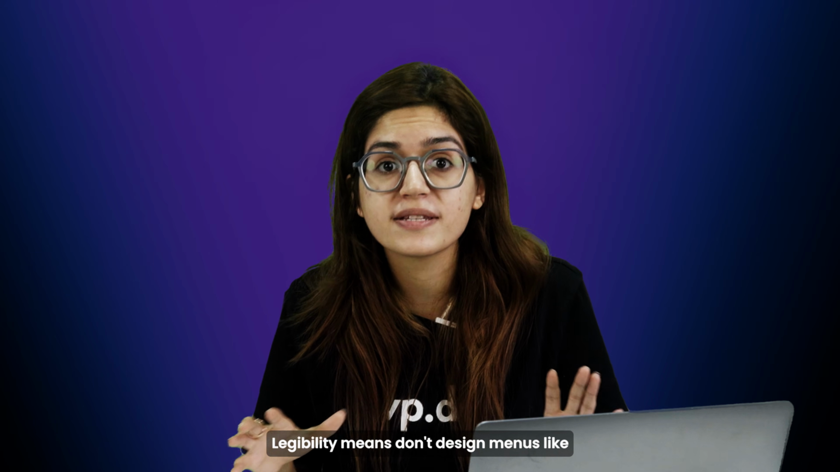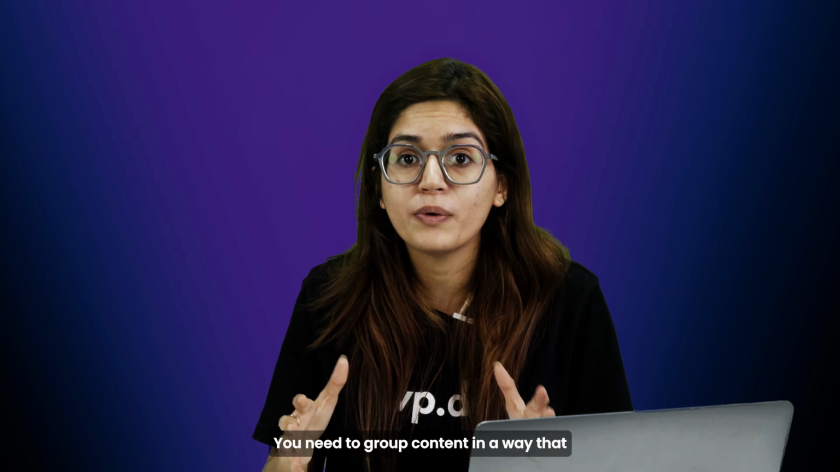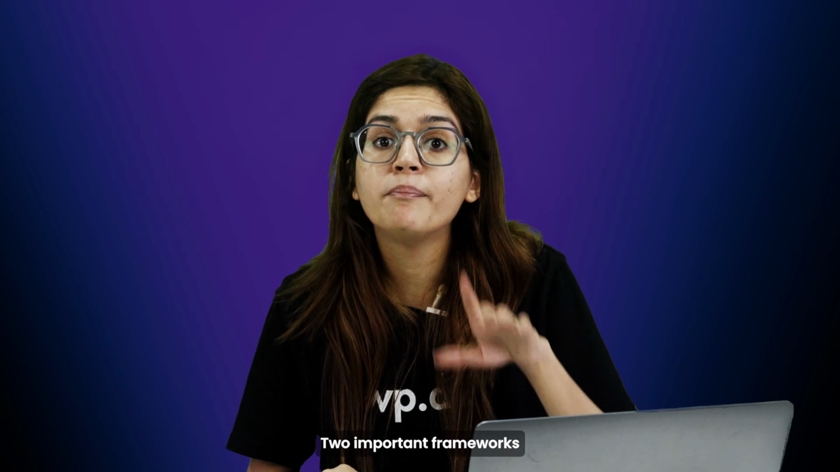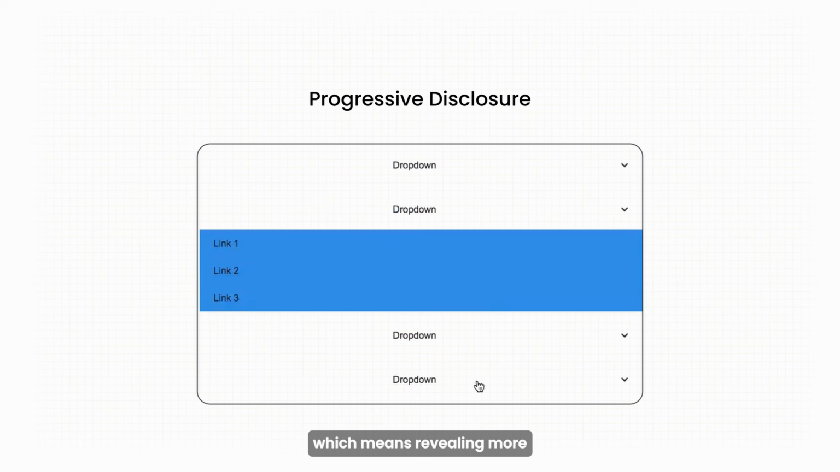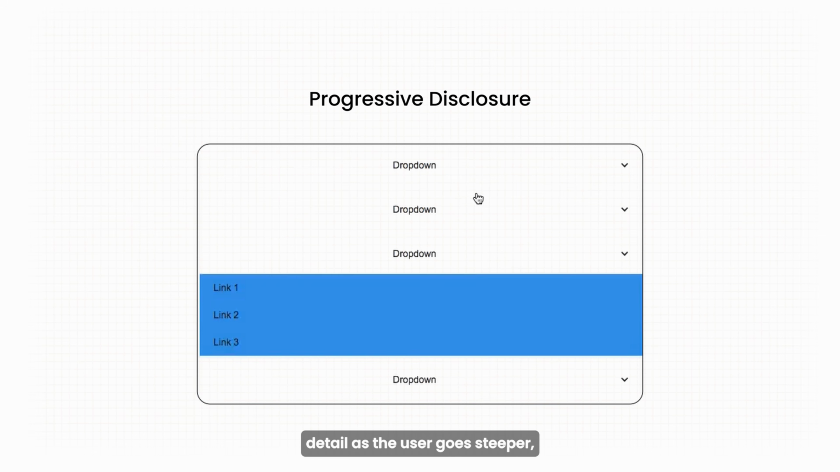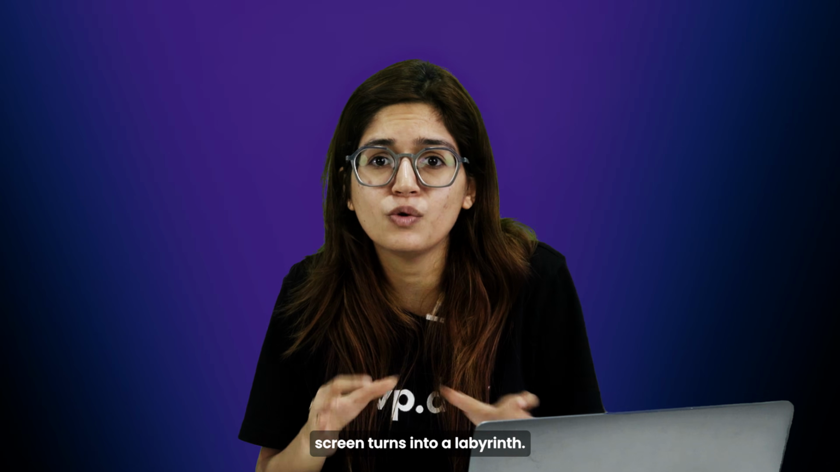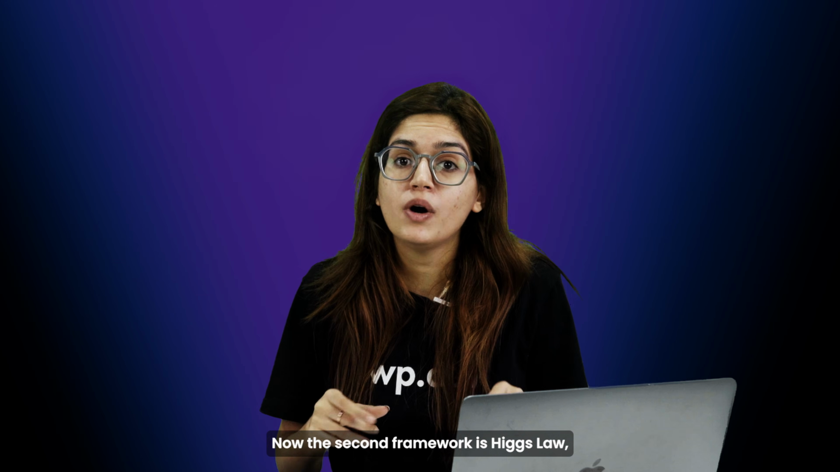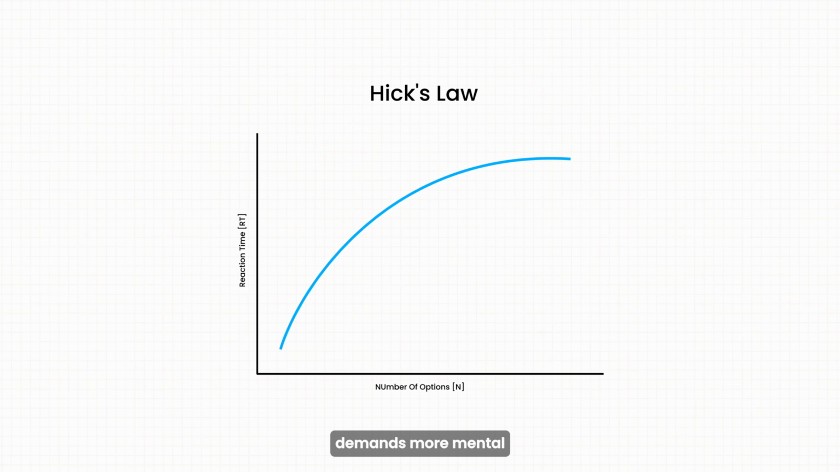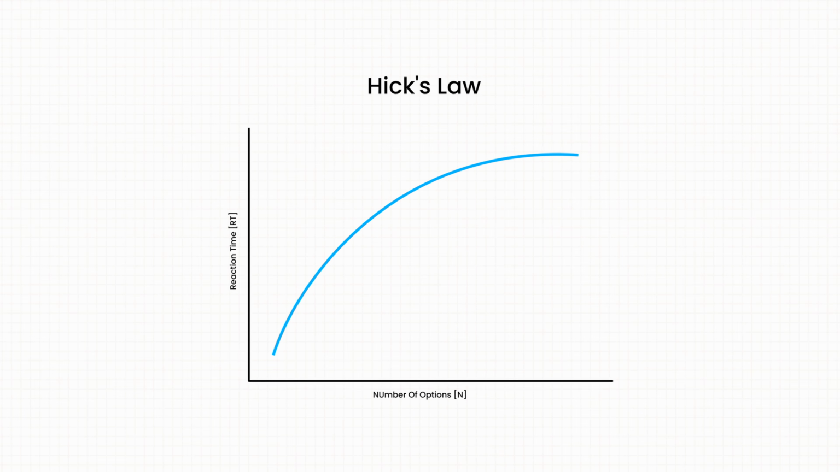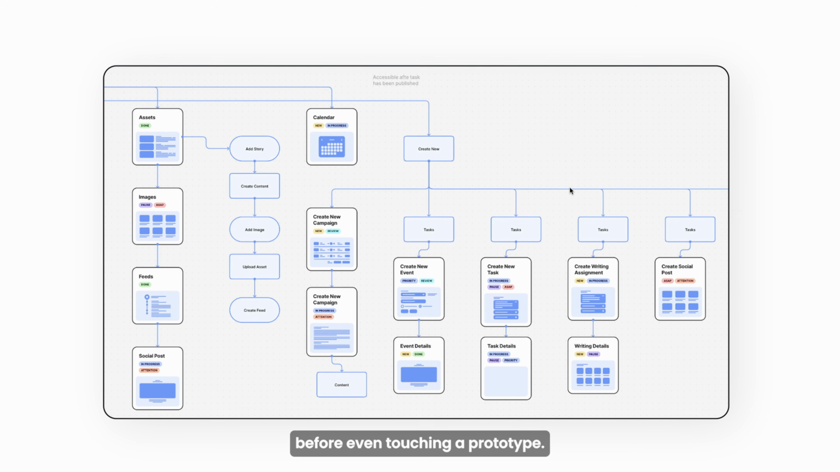Legibility means don't design menus like folders on a hard drive. You need to group content in a way that matches how people think. Two important frameworks that will help you do this. First is progressive disclosure, which means revealing more detail as the user goes deeper, but never exposing so much that the screen turns into a labyrinth. Now the second framework is Hick's law, which means that every additional tier you add demands more mental overhead for the user.